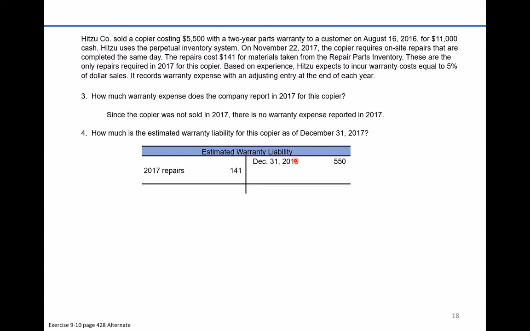Okay, well then what's the estimated amount left over that we think we'll have to make repairs on for this copier? It's just the difference. Subtract the smaller number from the larger number, and we'll still have a credit balance on the estimated warranty liability of $409.